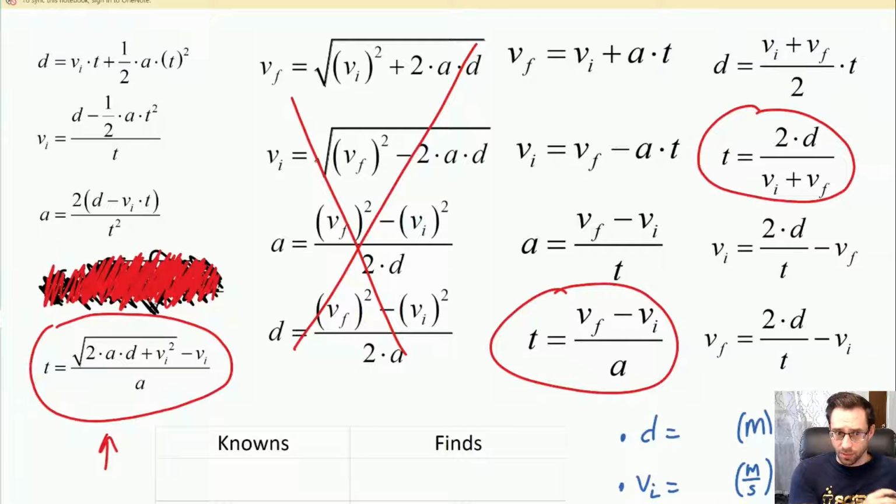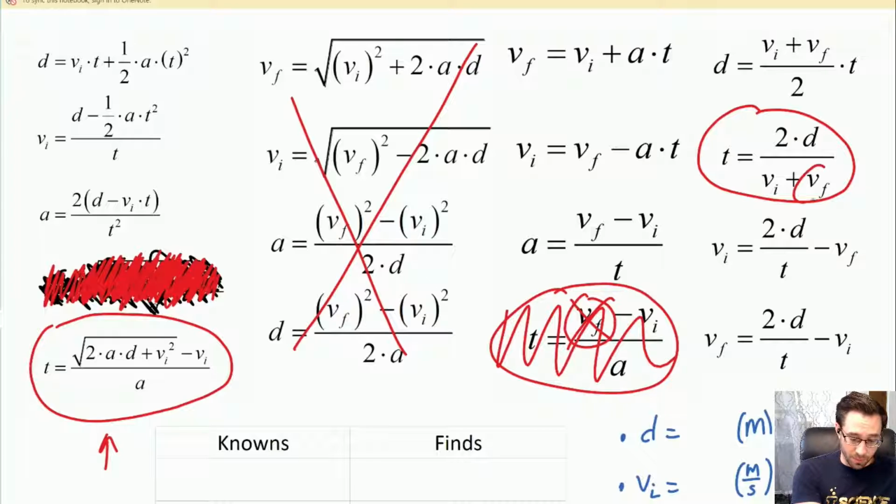Let's just knock out the other ones just to make sure. So final velocity, we don't have anything about that. So that one's gone. This one also has final velocity. That one's gone too.